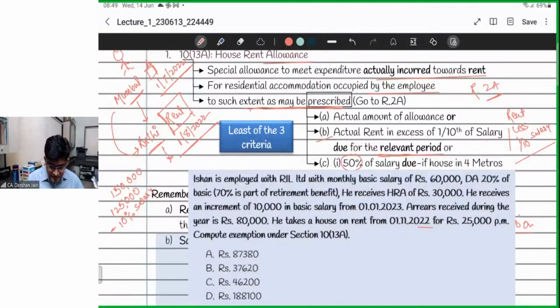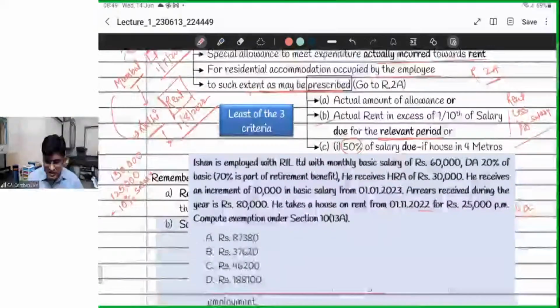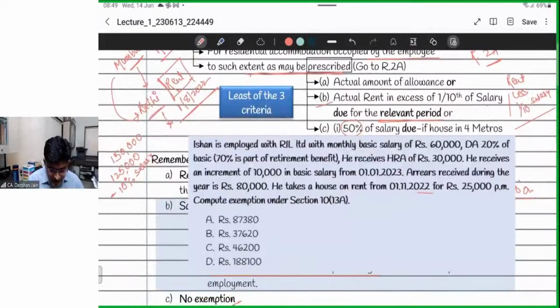Now, how much salary have I received during this period? There has been a hike in my salary from 1/1/2023, an increment of 10,000. So for the months of November and December, that is 2 months, I've got a salary of 60,000 per month basic, multiplied by 2, and 70,000 rupees per month for the next 3 months. So the 5 months breakup is like this: 60,000 rupees per month for 2 months, November and December, and 70,000 per month, with 10,000 rupees of increment, for January, February, March.